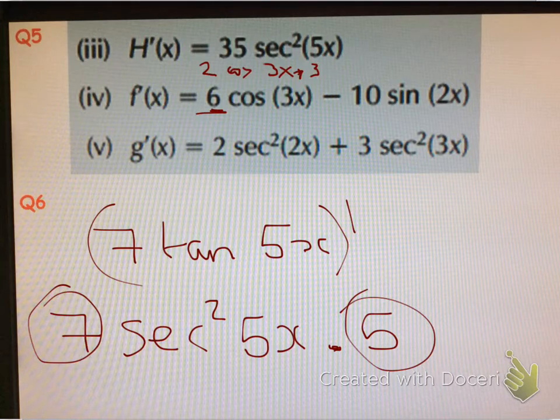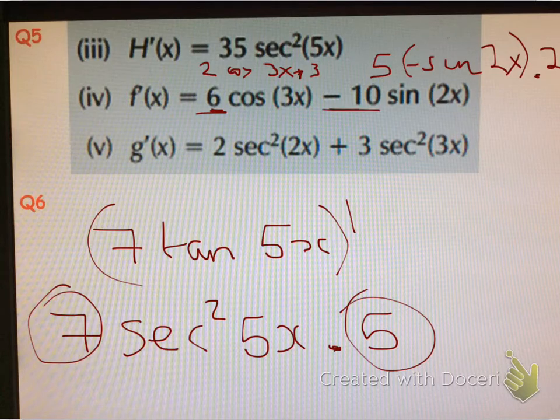Then over onto 5 cos 2x. So again, it's going to be 5 times the derivative of a cos function, which is minus sine function. So that's minus sine of 2x, and then you have to derive the angle, and you get 2. 2 times 5 is 10, and 10 multiplied by a minus is minus 10. That's where that's coming from. So minus 10 sine 2x.